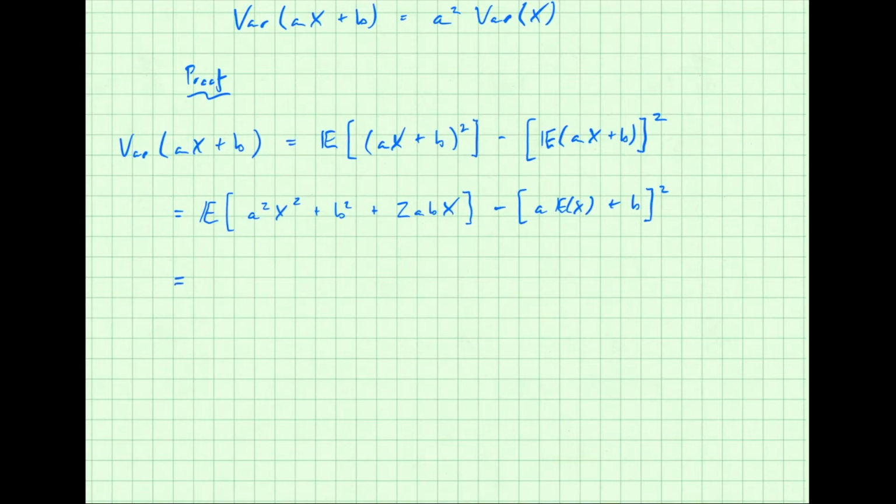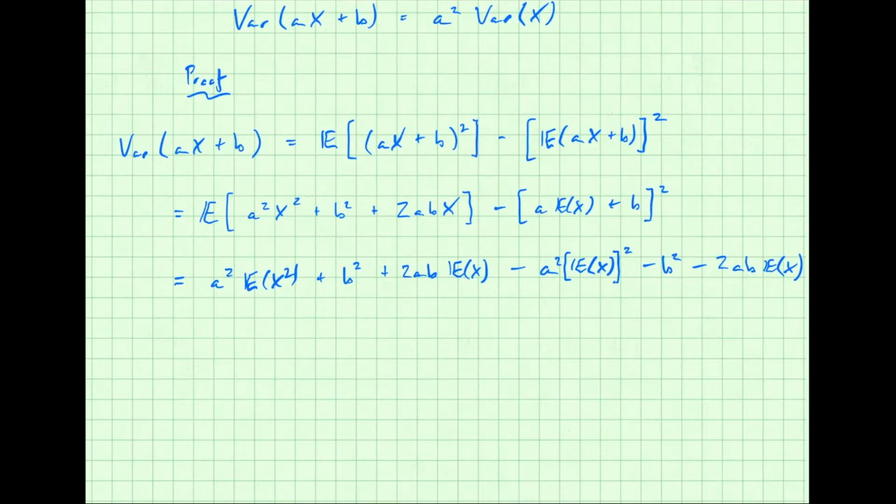Okay, and so we're going to get a squared times the expected value of x squared, plus the expected value of b squared, which is just b squared, plus the expected value of 2abx, so that's 2ab times the expected value of x. And then minus the square of this thing in square brackets, and so that's going to be a squared times the expected value of x squared, minus b squared, and then minus 2ab times the expected value of x.